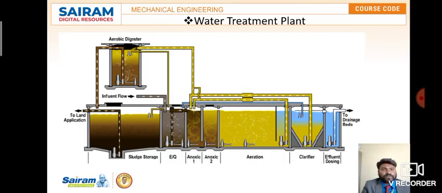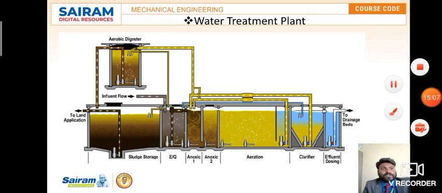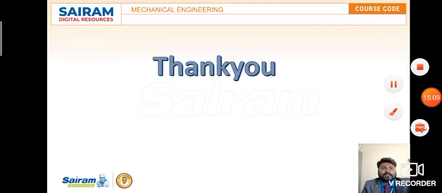In another view, okay, the aerobic digester will be there, and the anoxic 1 and anoxic 2 sludge storage. So this is another view, another example that I can show for this water treatment. So this is all about water treatment plants.